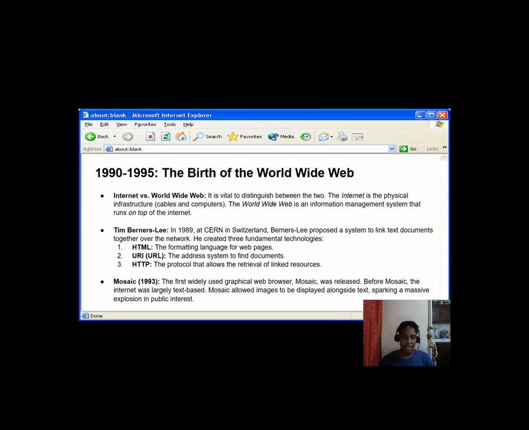1993. Mosaic, the first widely used graphical web browser, was released. Before Mosaic, the Internet was largely text-based. Mosaic allowed images to be displayed alongside text, sparking a massive explosion in public interest.